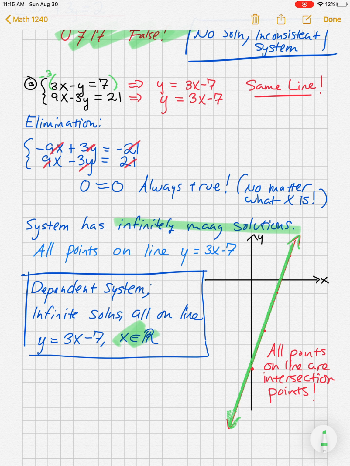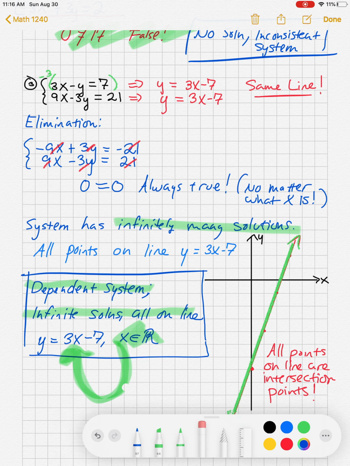We're saying you can pick any value of x, plug it into this equation, get the matching value of y. In other words, the y that you get out depends on the x that you plugged in. That's why it's called a dependent system. And then this system has infinite solutions so long as we're on the line. So that's really all I would write.